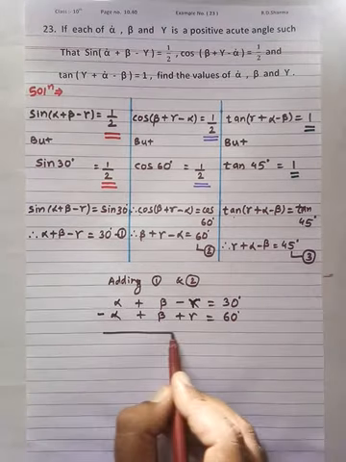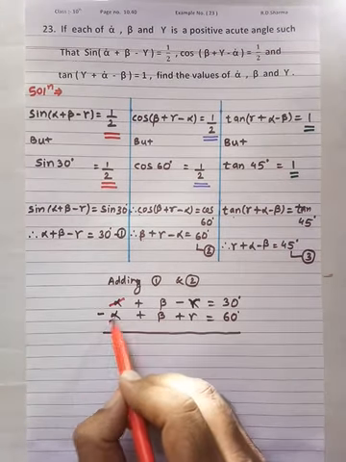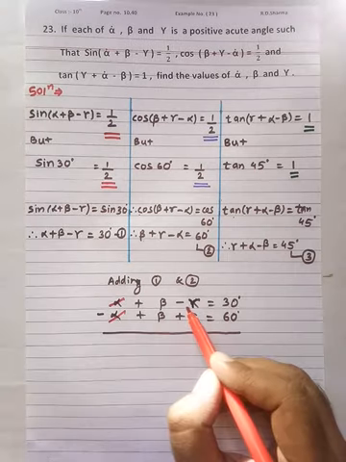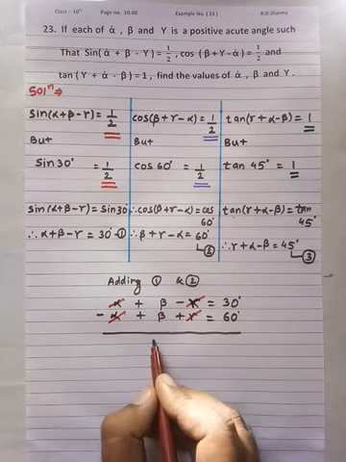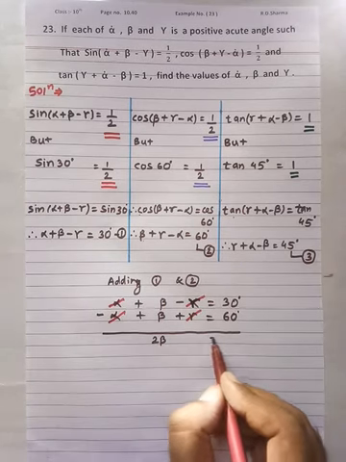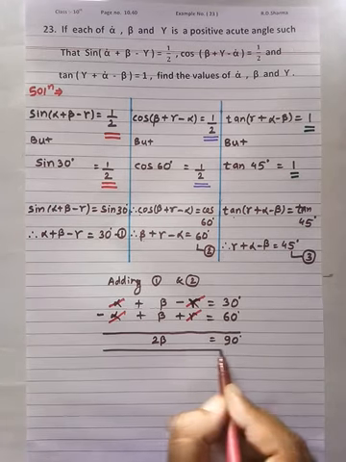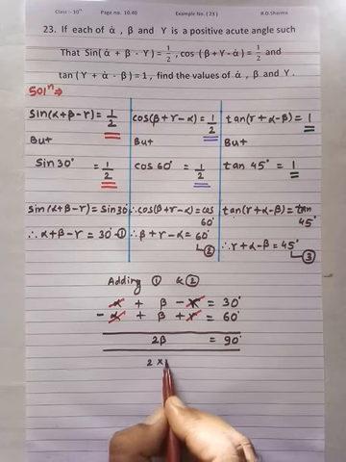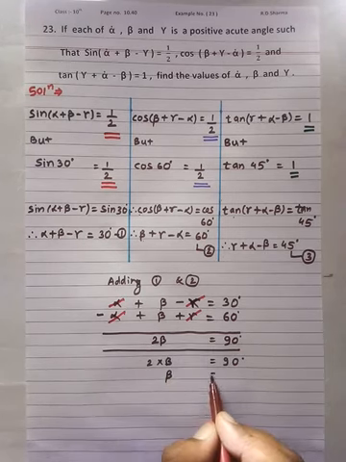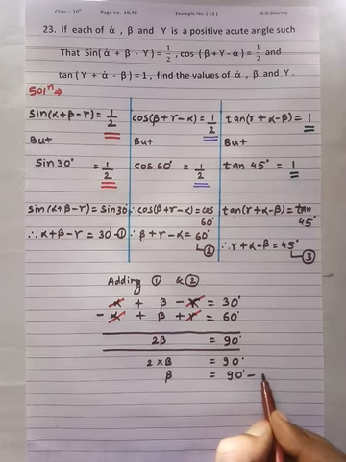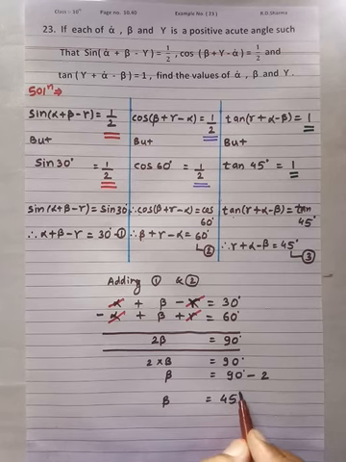Do the easy addition. Here positive alpha and negative alpha cancel, negative gamma and positive gamma cancel. What remains? 1 beta plus 1 beta, 2 beta, equals 30 plus 60, 90 degrees. You know the meaning of 2 beta: 2 into beta equals 90 degrees. So beta equals 90 degrees divided by 2, which is 45 degrees.